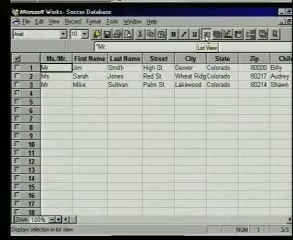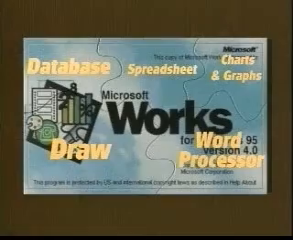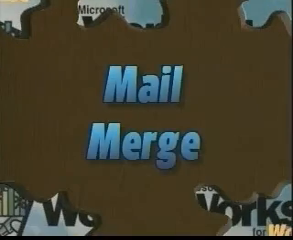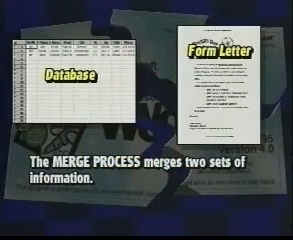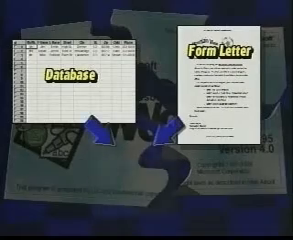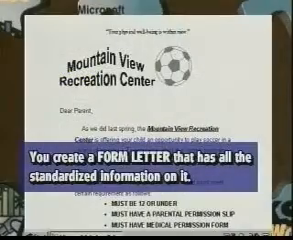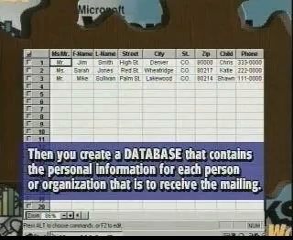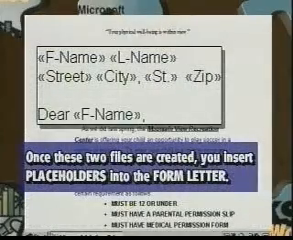Now, Suzanne, we are ready to look at mail merges. Suzanne, the merge process, just like its name implies, merges two sets of information. The process is quite simple. You create a form letter that has all the standardized information on it, such as our letter to soccer parents. Then you create a database that contains the personal information for each person or organization that is to receive the mailing.